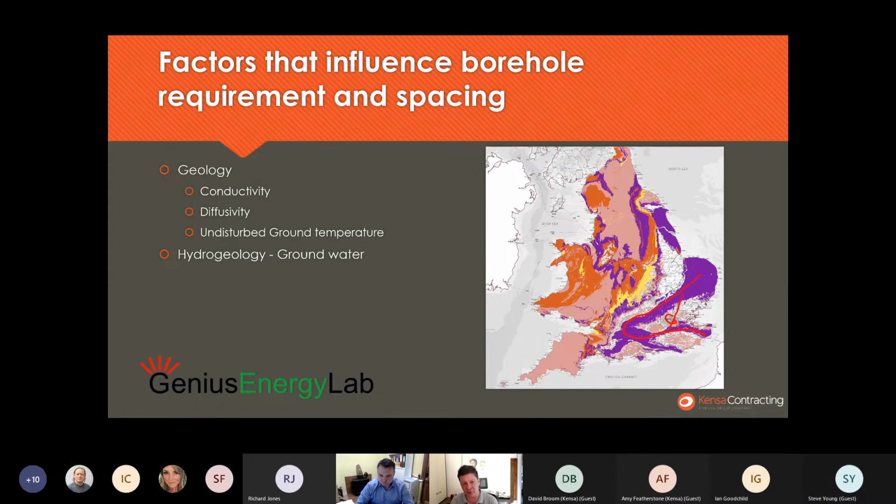The hydrogeology is important to us from the point of view of, can we do open loop? Can we take water from the ground, warm it up or cool it down and put it back into the ground? And also it's very important from the point of view of understanding what that conductivity is, because if you can imagine, if you've got wet rock, it's going to be more conductive than dry rock. So it's got a bearing on both sides of things.